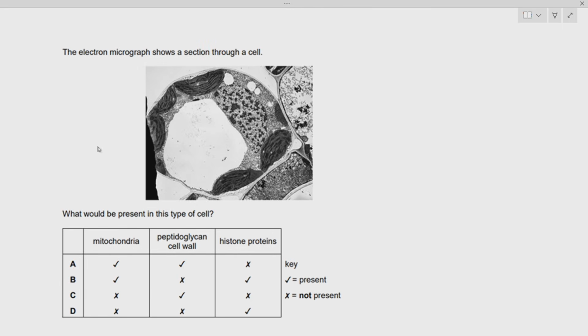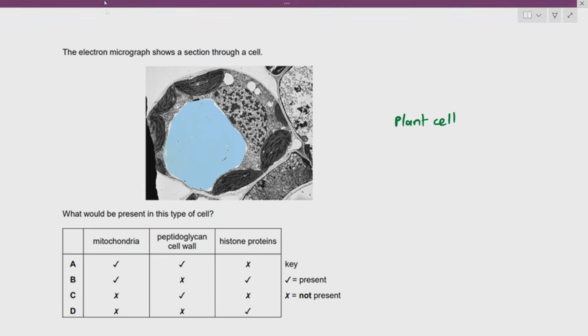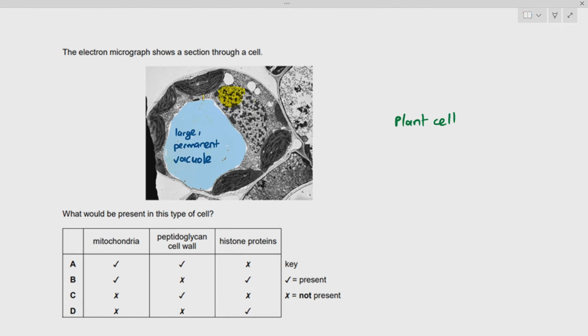Second one here, the electron micrograph shows a section through a cell. What would be present in this type of cell? Immediately we know that this is a plant cell. The reason why I know that this is probably a plant cell is because, number one, you have that empty looking space over there where I'm coloring it in blue. That is the large permanent vacuole. Animal cells do not have large permanent vacuoles, so this is more on the plant cell side of things.